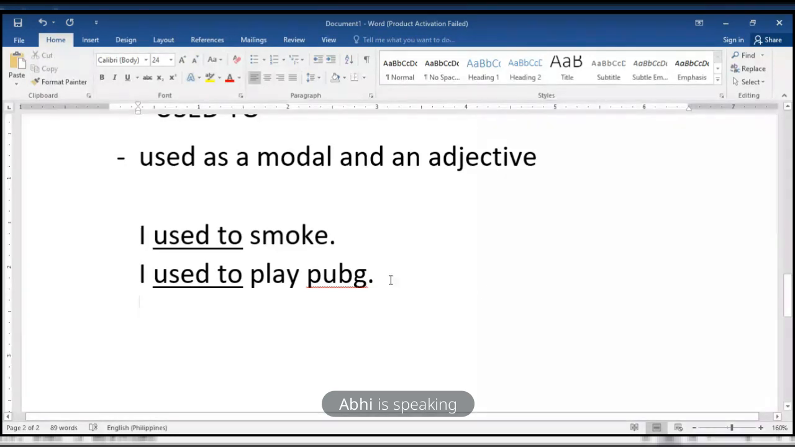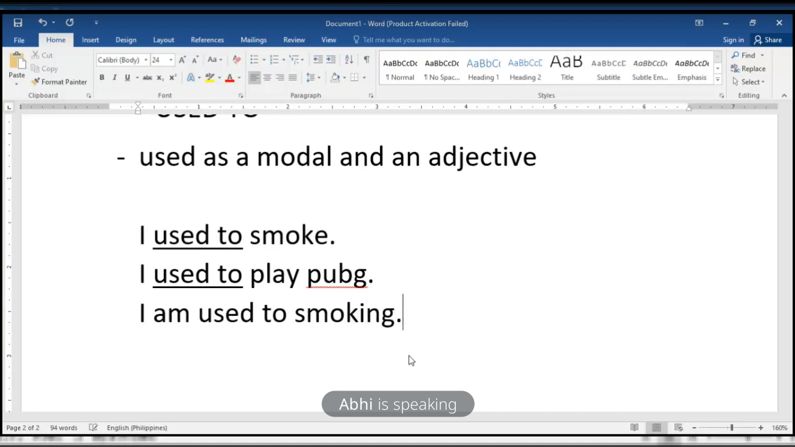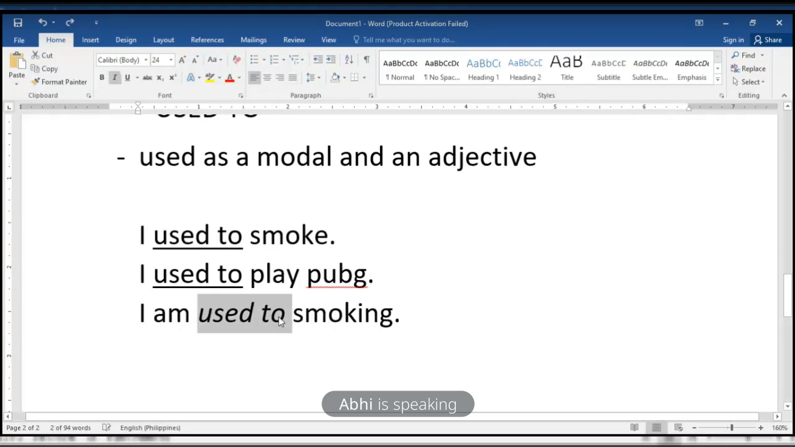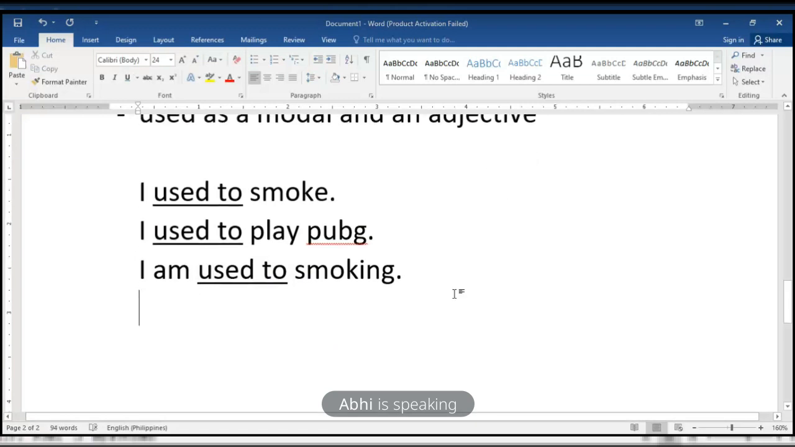But if I say that I am used to smoking, so this is a present action. If I say that I am used to smoking, here we can see that after "I", "am" has come, which is a form of be.